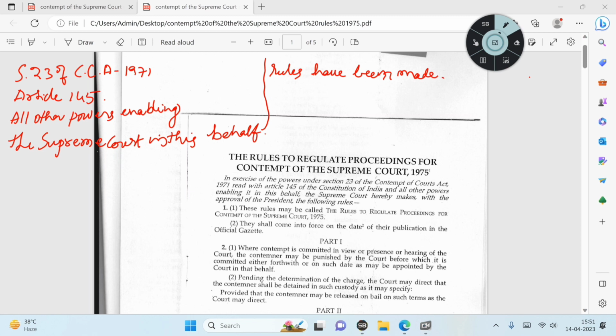Now, the scheme of the rules. It contains 3 parts: Part 1, Part 2, Part 3. And it contains 16 rules and 4 forms.